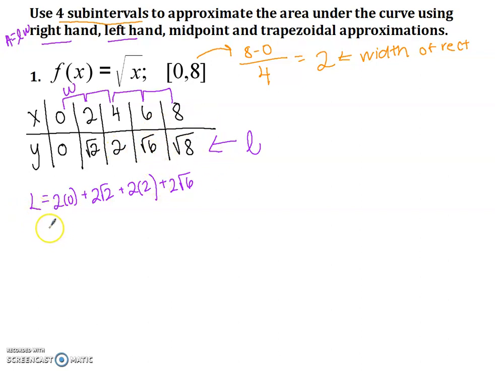And then from there, you would just type that in on the calculator, and it's going to give you 11.727 units squared.